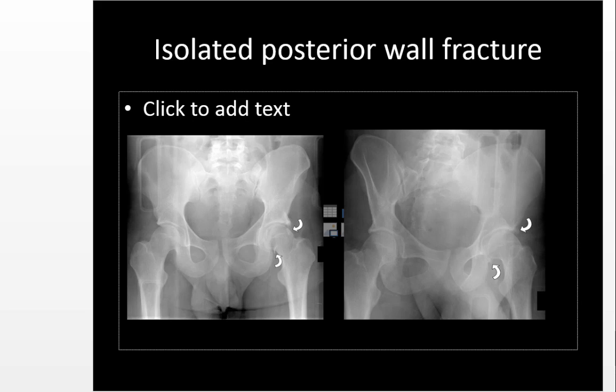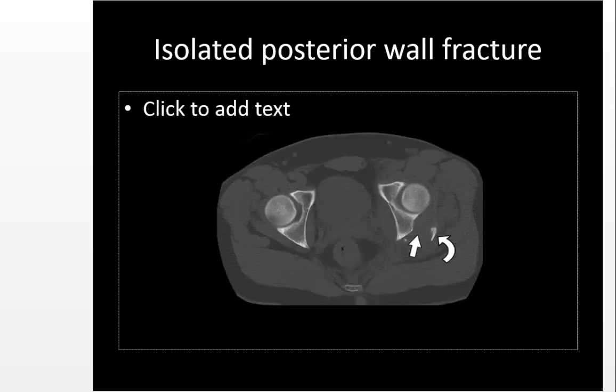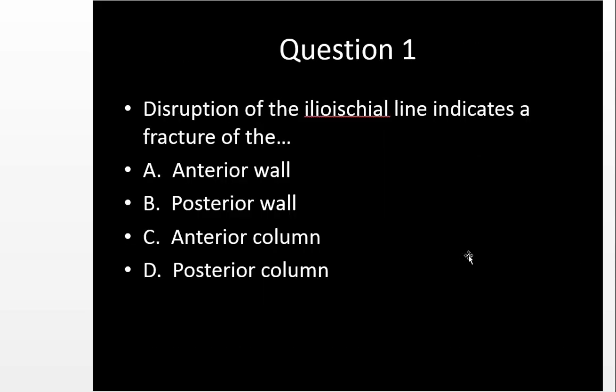It typically can be displaced. On a CT, you'll see a posterior wall fracture that's typically displaced posteriorly, just as in this case. It should be right here, but it's been displaced posteriorly. So this is an isolated posterior wall fracture. Those are the 5 most common types of acetabular fractures. I want to come back to these questions that we posed at the beginning of the lecture.